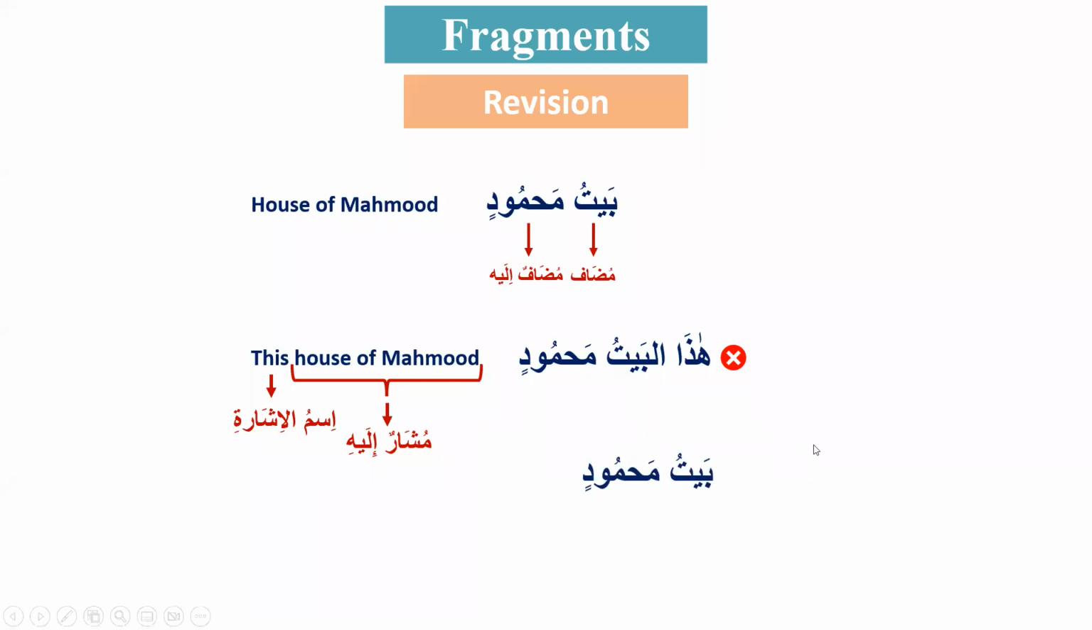Yeah. So what Arabs do when they're in this difficult situation, they move the haza to the end, because they cannot put an al here. If they put an al, that would mean they're putting an al on a mudaf, which is not allowed. So they move haza to the end, and now it means this house of Mahmud. Just remember this. So this is a fragment. We did not study this before. This is the first time we are doing this.